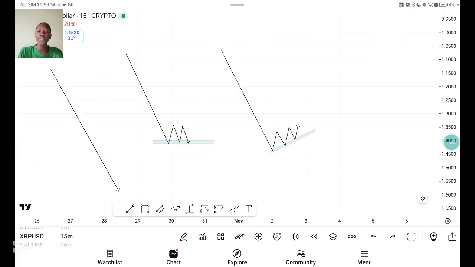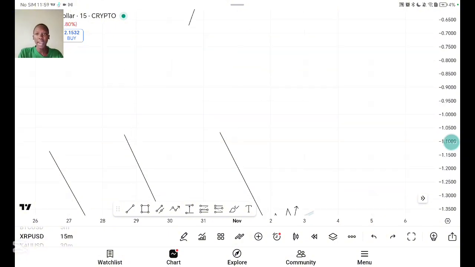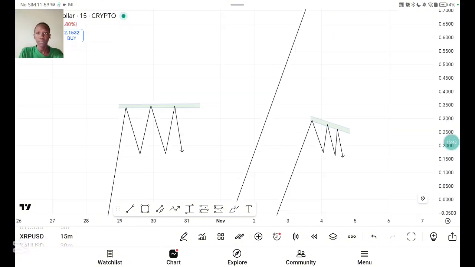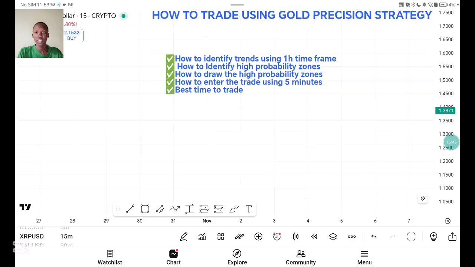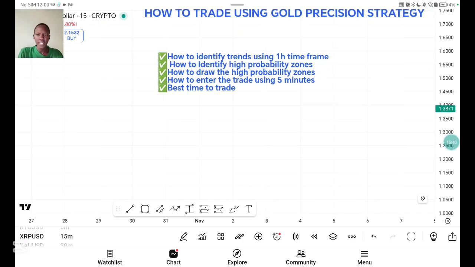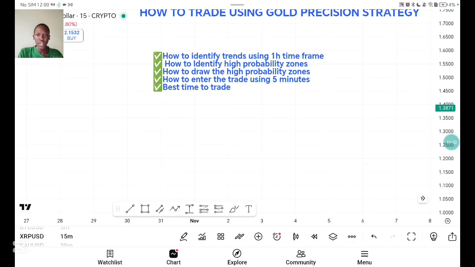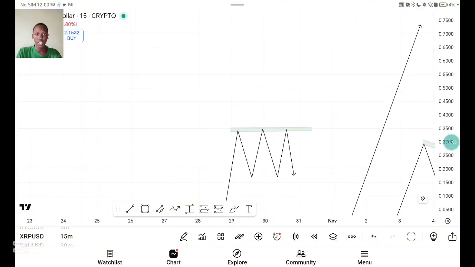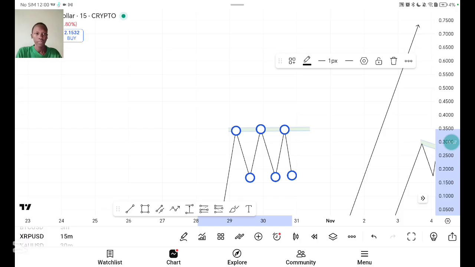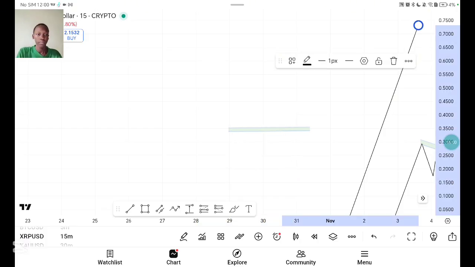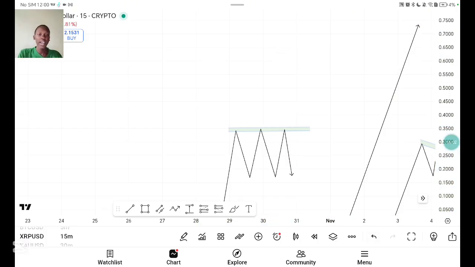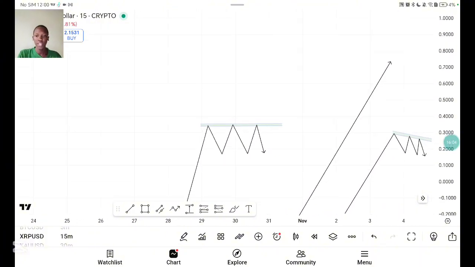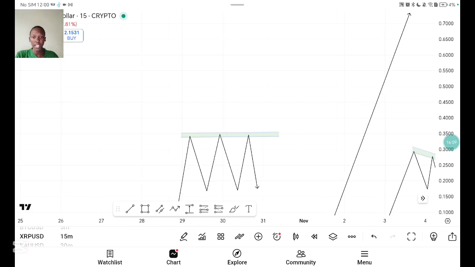So after identifying the trend and the zones, what is next? Let's go back and check how to enter the trade using the 5 minutes. Here we are working on the entry. Now you dive deeper, you go to the 5 minutes, which is where you enter from.